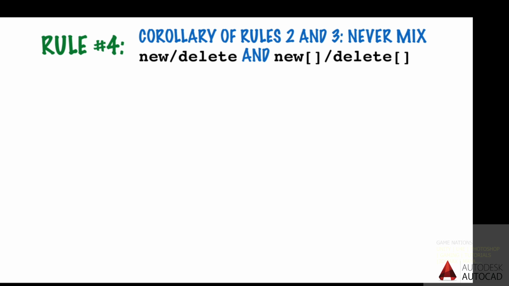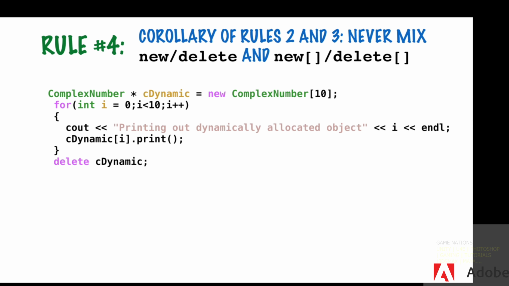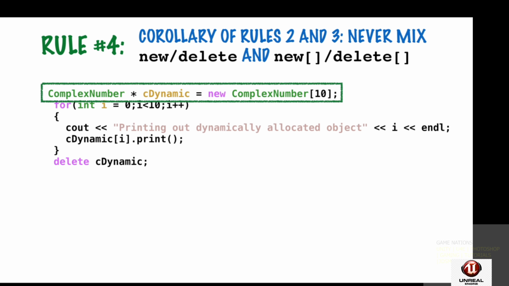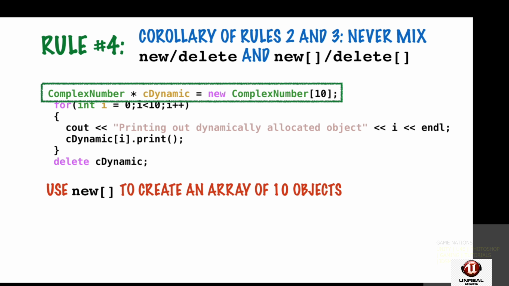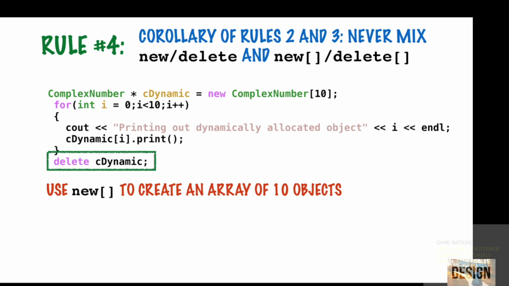The best way to understand and internalize it is to take a look at what happens if you actually mix them up. Take a look at the example code. We've seen this before, where we have a pointer to complex number, which is an array. It's an array of 10 elements, and we allocate it by using the array new operator. That's the new followed by square brackets. So we've created an array of 10 objects. We know that the array new will allocate space for the array and call the constructor on each of the 10 elements.